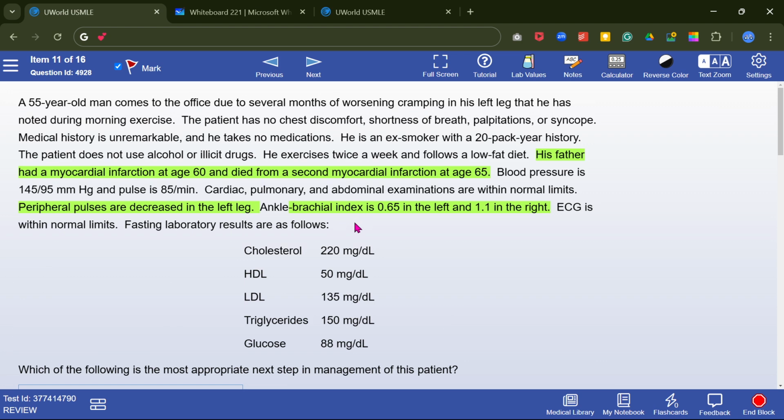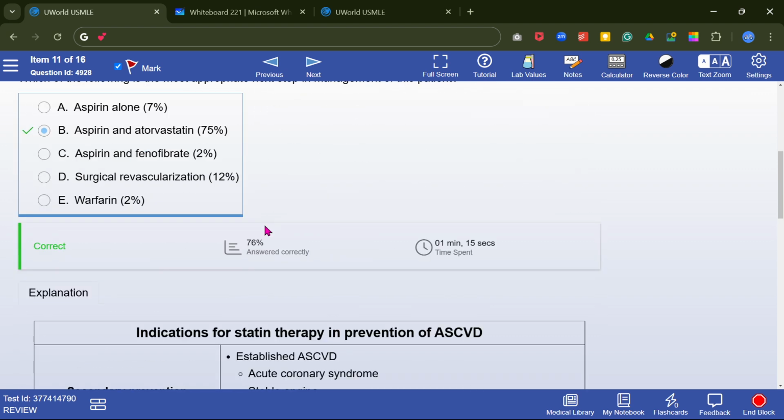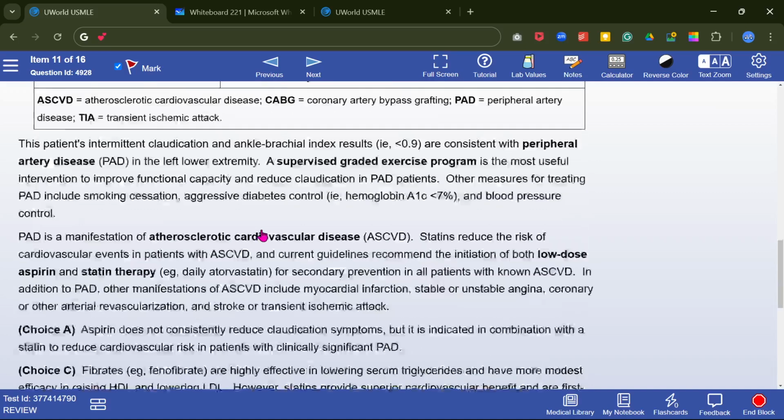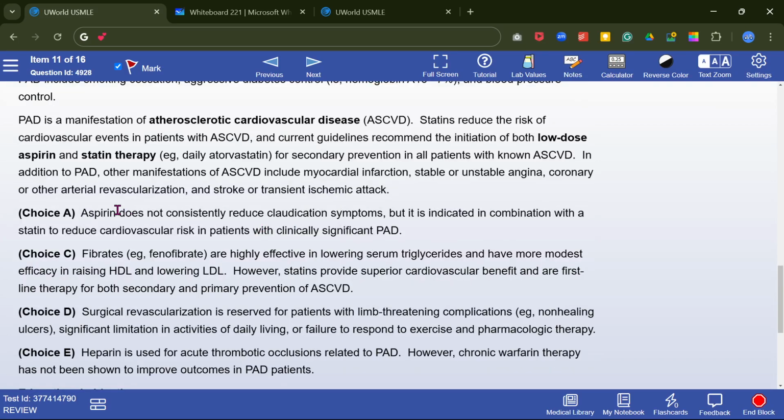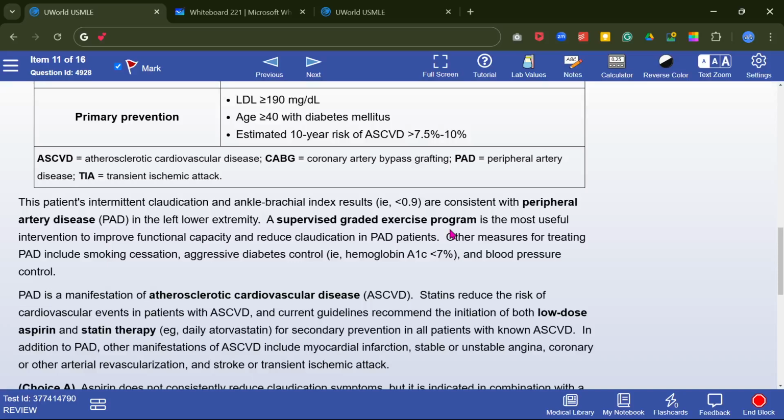Next, the ankle brachial index is low on the left and 1.1 on the right, so the left ankle brachial index is low, and peripheral pulses are decreased in the leg. So ankle brachial index for arterial disease, atorvastatin. This patient is on atorvastatin and aspirin. Why are we giving aspirin? This patient has an ankle brachial index less than 0.9, consistent with peripheral arterial disease.